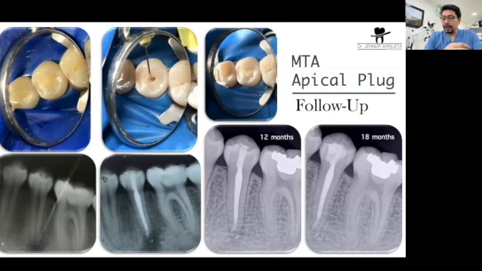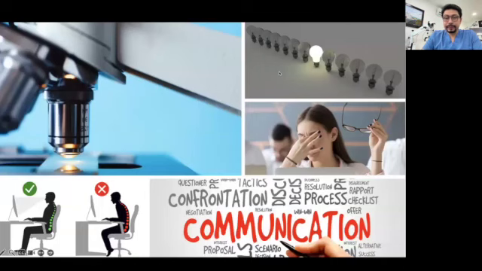If we talk about success rates in periapical surgery, for example, without the help of magnification, a regular periapical surgery, the success rate might be around 75 to 80%. With the microscope, you will reach a success rate of 95%, which is a high success rate.